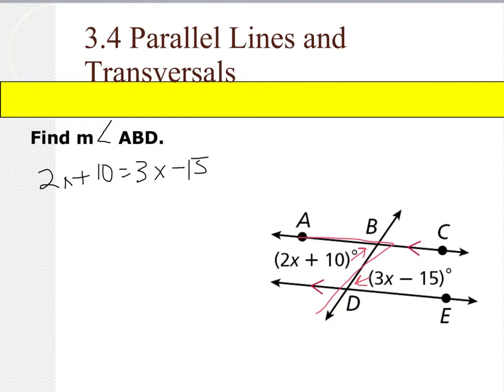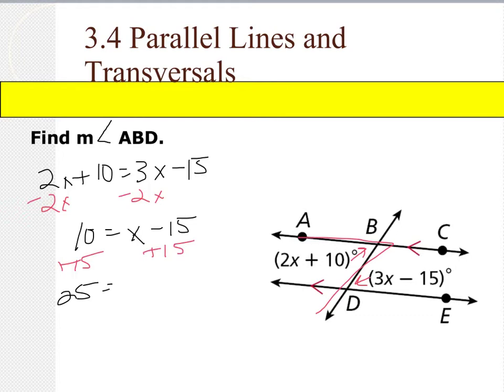Now it turns into a simple algebraic equation. Get x's with x's, numbers with numbers. I'm going to bring my 2x to one side to get 10 is equal to x minus 15. Bring my 15 to the other because we want numbers with numbers, x's with x's. And 25 is equal to x. This is where we stop.